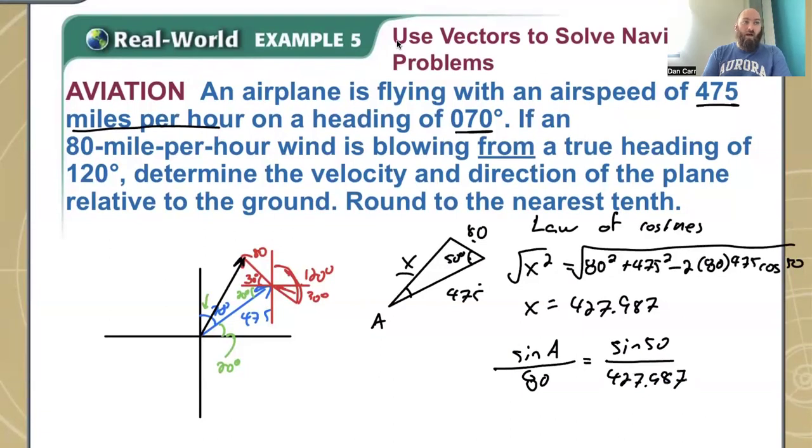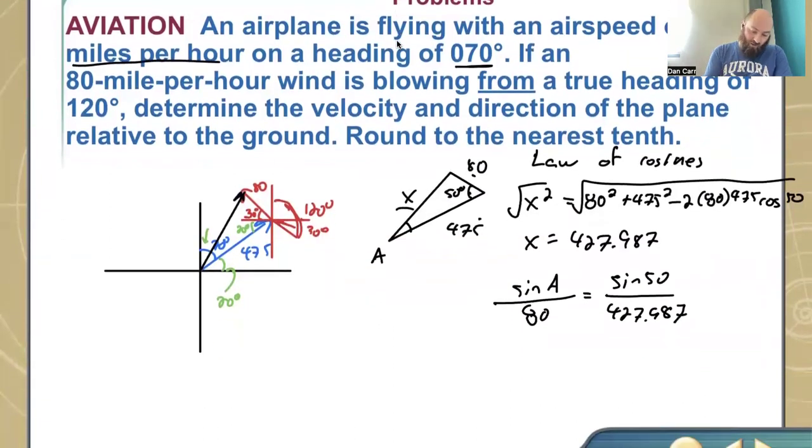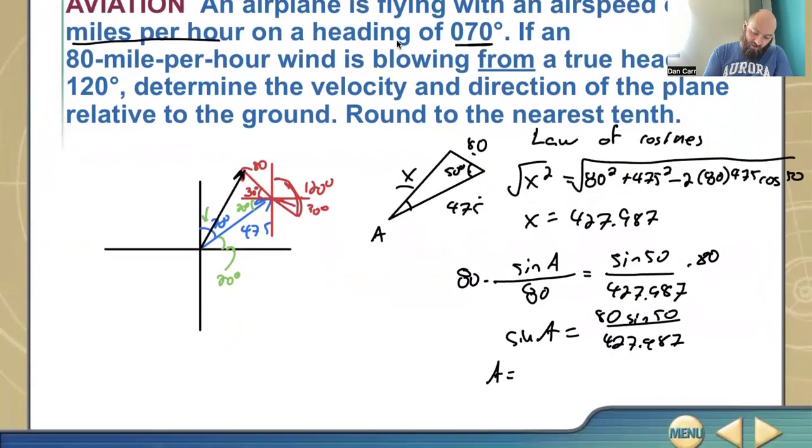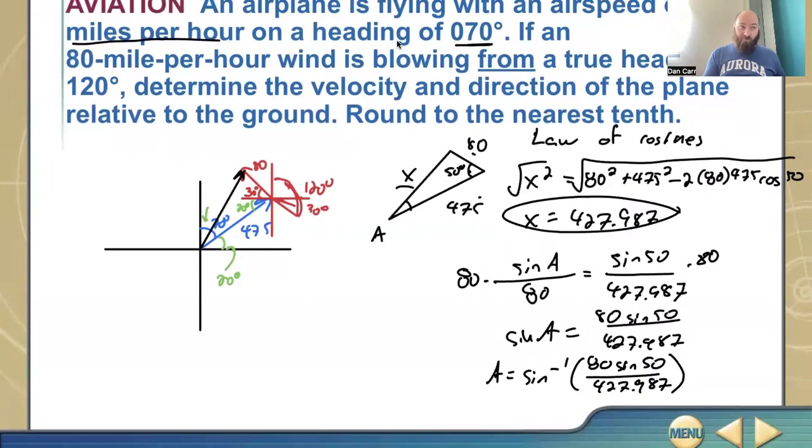427.987. Okay, so from here, we multiply both sides by 80. So the sine of A is equal to 80 times the sine of 50 divided by 427.987. And then to solve for my actual angle A, I'm going to do my inverse sine. So I'll do inverse sine of 80 times the sine of 50 over 427.987. I'm going to plug this in my calculator just like this, and I'm going to use my calculated version here, not a rounded off version.